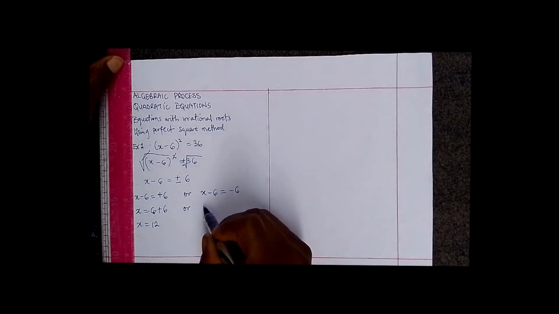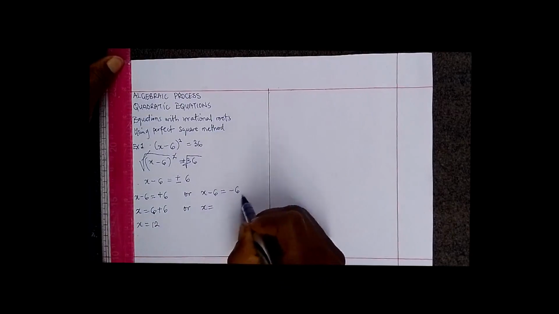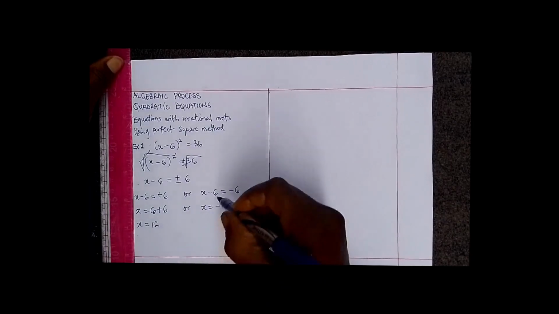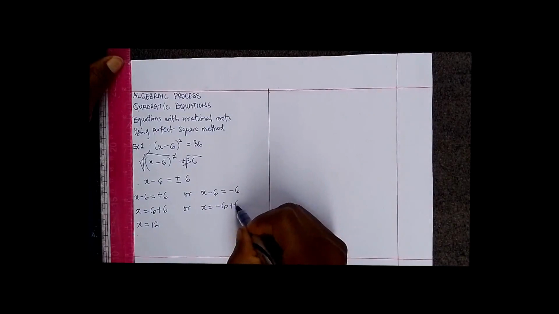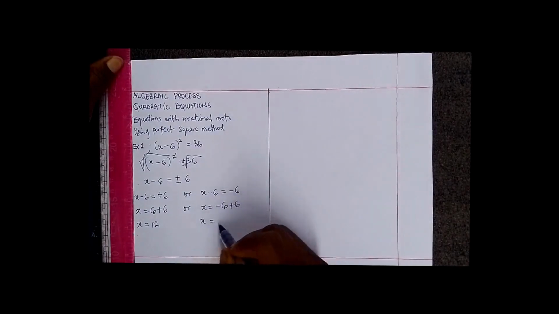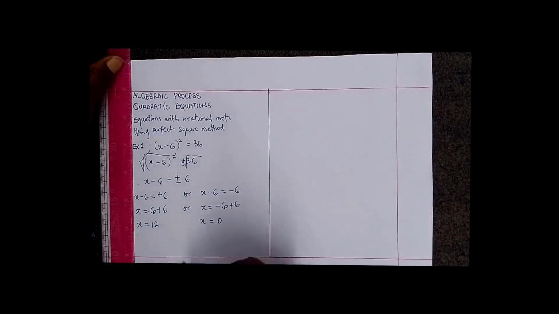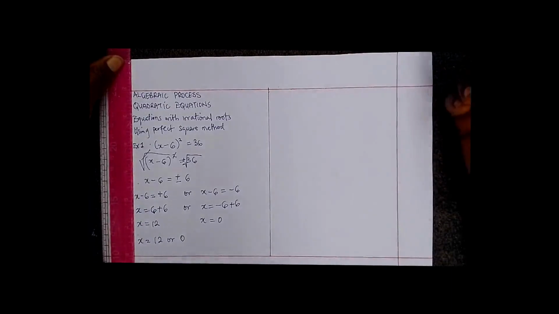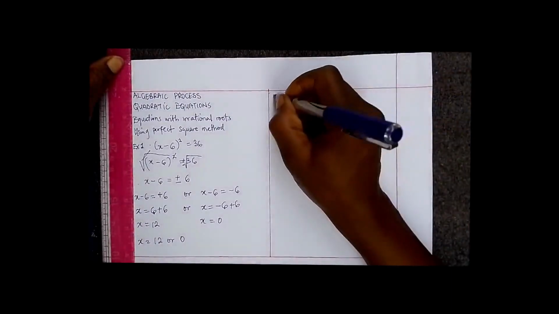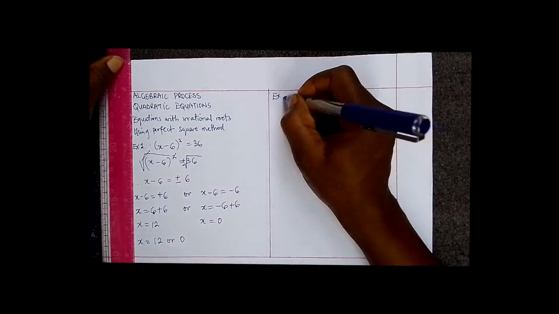Or we have x = this is minus 6. Minus 6 moving over becomes plus 6. So x = 0. So it now means that the two values of x are x = 12 or 0. Okay, you can also be giving a fraction as example. You can be giving decimal. You can be giving fraction and decimal fraction as well. This time let me do that of a mixed fraction.